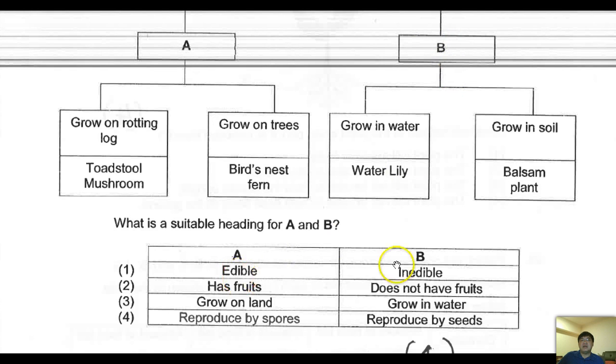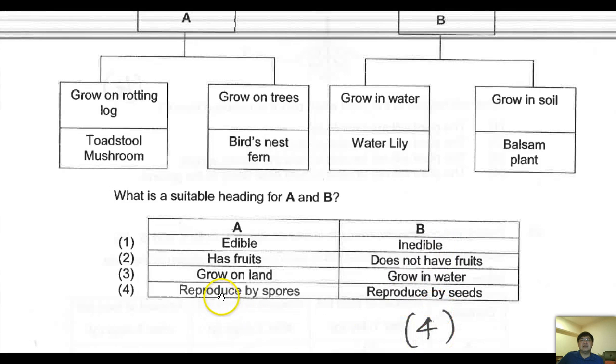Edible, non-edible, no. 4 straight away is the answer. Reproduced by spores, reproduced by seed. If you say A grows on land, true. If you say B grows on water, it's not true. This part grows on water, this part grows on land, sorry. So it will be this. Mushroom and toadstool by spores, bird's nest fern by spores, and the balsam plant and the water lily by seed.